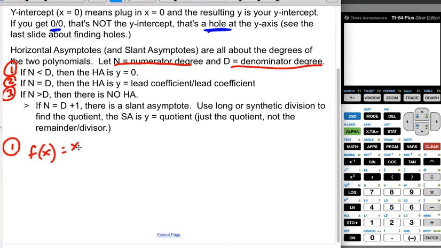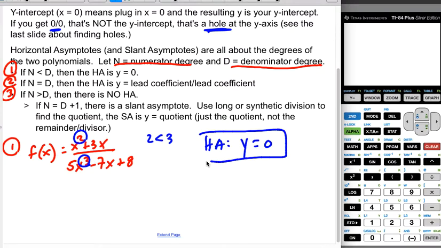Here's an example of that. If the top is x squared plus 3x, and the bottom is 5x cubed minus 7x plus 8, the degree of the numerator is 2, the degree of the denominator is 3. Since 2 is smaller than 3, the horizontal asymptote is just y equals 0. It's not horizontal asymptote equals 0, it's y equals 0. It needs to be the equation of a horizontal line. So the horizontal line has the equation y equals.